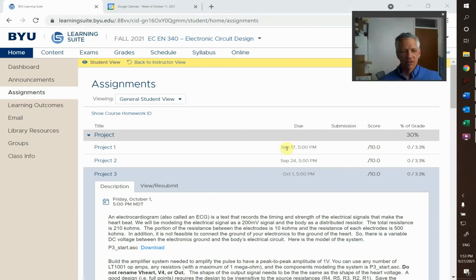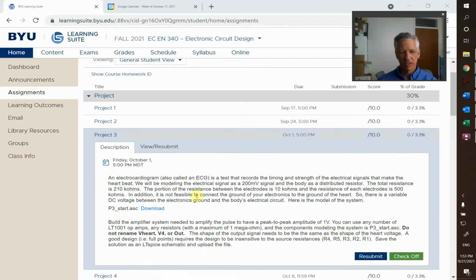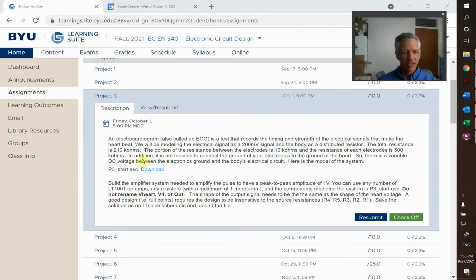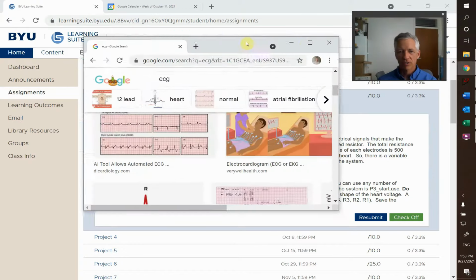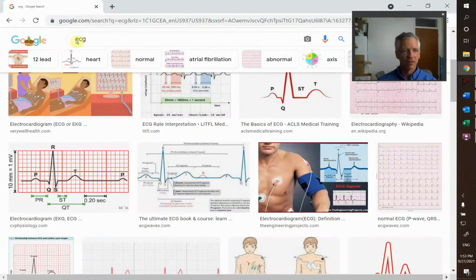Wanted to send this quick video to give you a quick overview of the next project, which is project 3. So in Learning Suite, here is the project, and it says that we are doing an electrocardiogram, or called an ECG. So if we just go over and Google ECG, you can see this is what we're talking about. Whenever they put these little electrodes on the skin to be able to measure the heart rate.